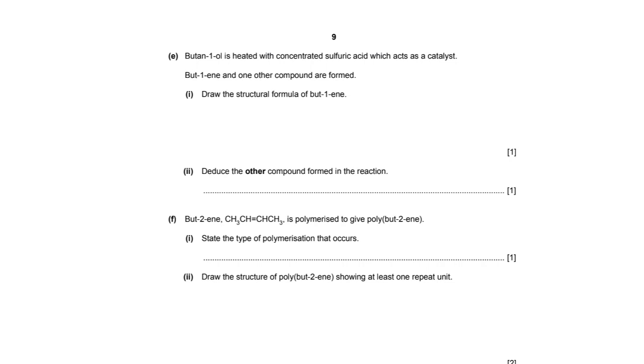Okay, so butan-1-ol is heated with sulfuric acid, which acts as a catalyst. Butene and one other compound are formed. Draw the structural formula of but-1-ene. It's not asking you to draw the structure, it's asking you to draw the structural formula, which means CH2 double bond CH, then CH2 and CH3. This will be but-1-ene.